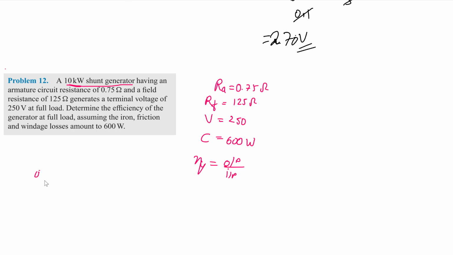loss in the armature winding is given as IA square into RA. So for this I need to find IA and RA.